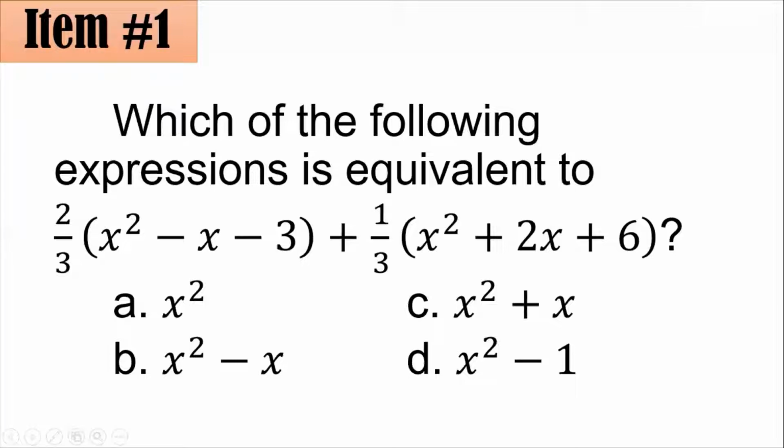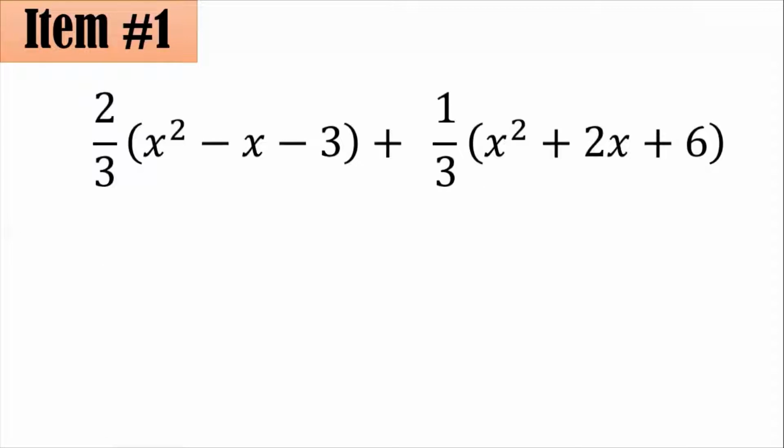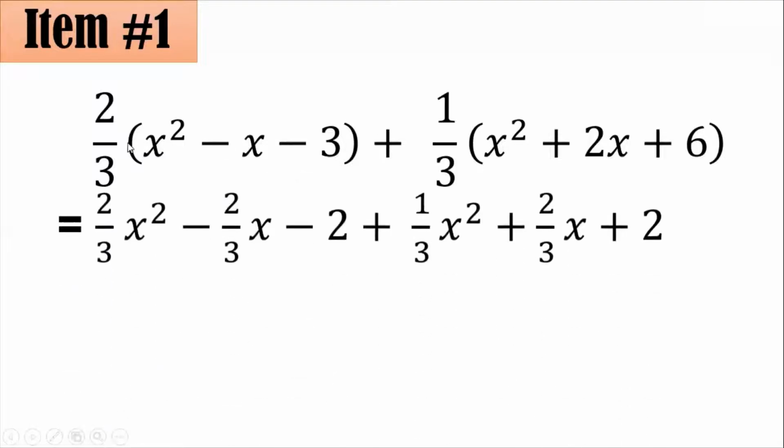So for this one, it's better if we multiply first or simplify this. We will distribute the 2/3 to x squared minus x minus 3. And with that, 2/3 times x squared, you have 2/3 x squared. 2/3 times negative x is negative 2/3 x. 2/3 times negative 3 will give you negative 2.